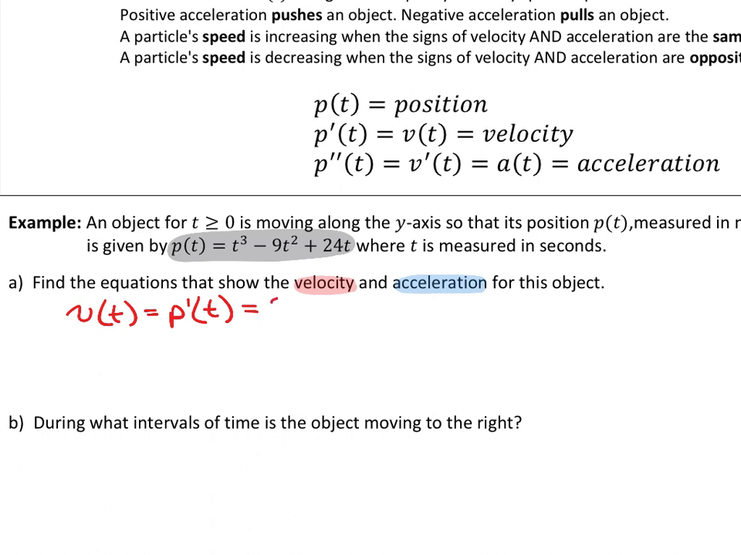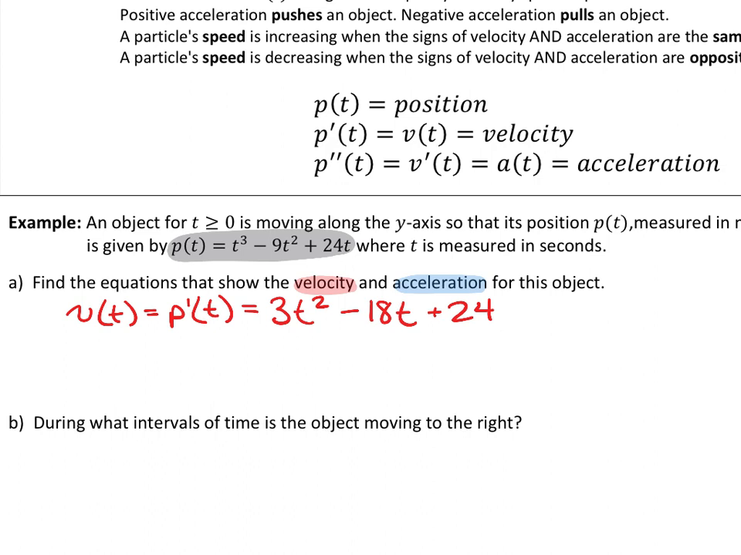Yes. 3t squared... Great. If we were to graph that function, it would show me at any point along this graph of this object what its velocity is. Not its position anymore, but its velocity.